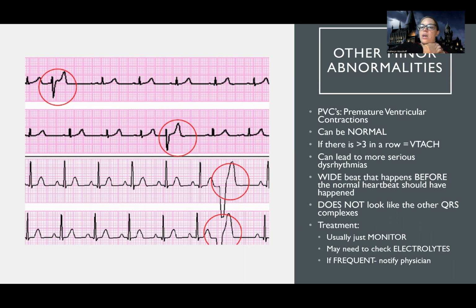So there are other minor abnormalities you want to know about, and the main one I'd want you to know about is what are called PVCs, or premature ventricular contractions. These can be totally normal. You probably had multiple of them since watching this presentation because this is so exciting. But what we start to worry about is when there's more than 3. This is usually a sign that the patient's going into ventricular tachycardia.